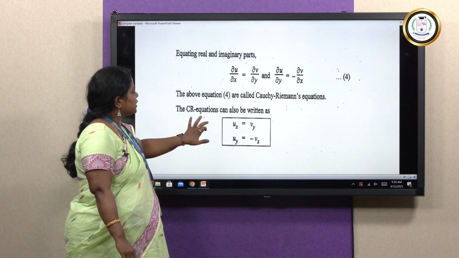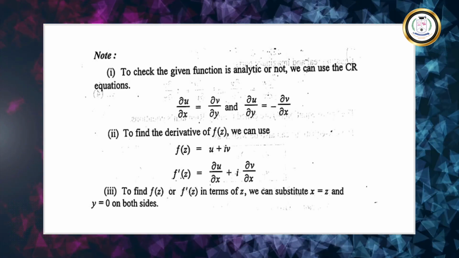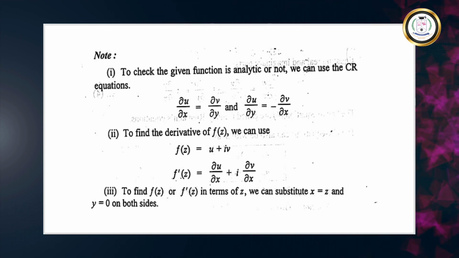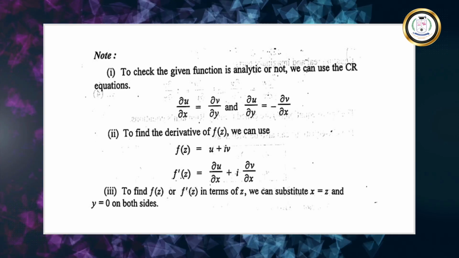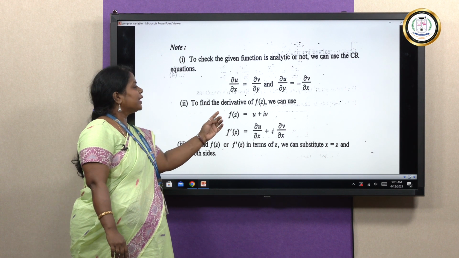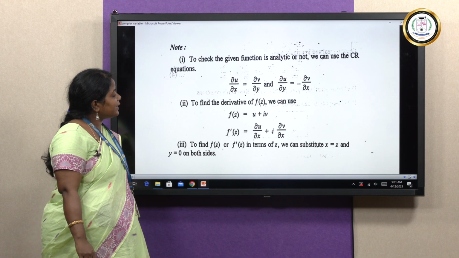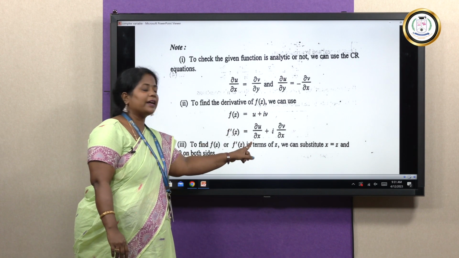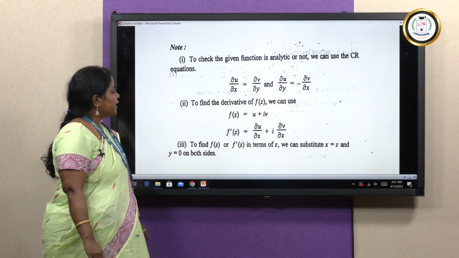Now we are going to see whether a function is analytic or not using this condition, that is ∂u/∂x is equal to ∂v/∂y and ∂u/∂y is equal to minus ∂v/∂x. Now to find the derivative, f of z is equal to u plus iv, we all know that. To find the derivative, f dash of z is equal to ∂u/∂x plus i into ∂v/∂x.